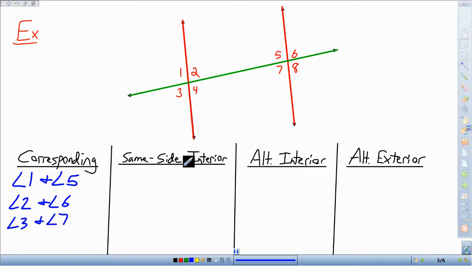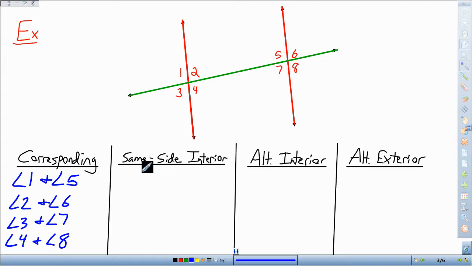Okay, and the last pair of corresponding angles. Go ahead, take a second. Guess what they are. Write them on your paper. All right, I'm hoping you're thinking angle 4 and angle 8, both below the transversal, both to the right of the parallel lines. Okay, so there are our corresponding angles. That's all 4 pairs there.